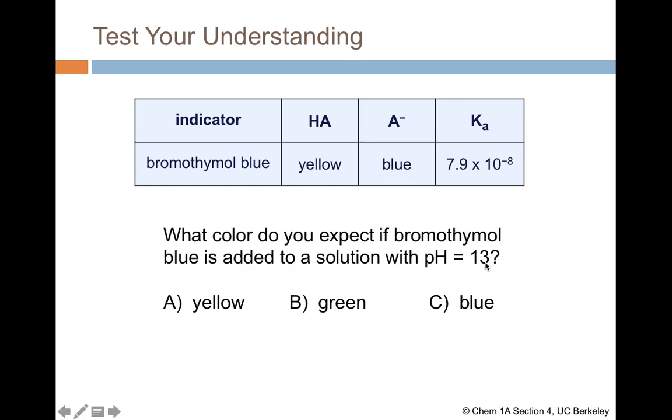However, we do not have a pH of 7, we have a pH of 13. This high pH indicates an excess of hydroxide ions. Those will react with the H+ ions that are produced by the acid dissociation equilibrium, shifting that equilibrium even further towards the products by Le Chatelier's principle. So that high pH indicates that mostly A- is around, so the solution will look blue.